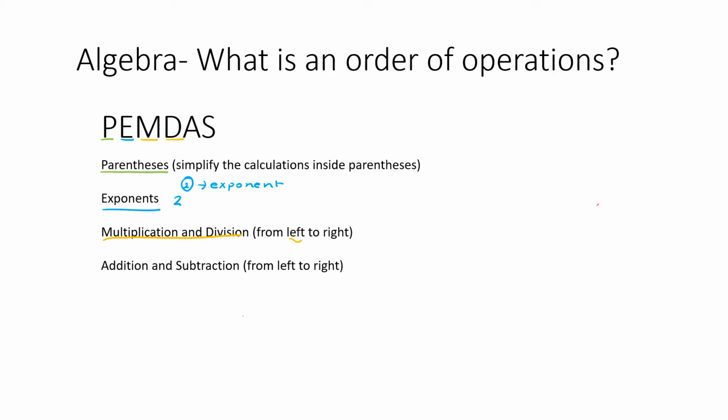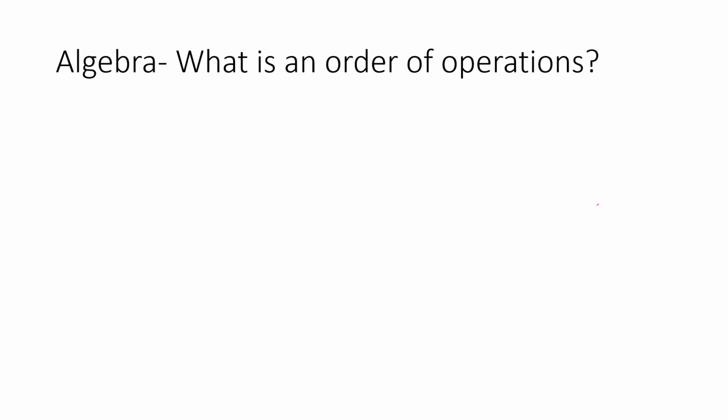And it says left to right, which means that if in any operation you have multiplication and division, you always have to do multiplication, whatever is on the left side, and then you go to the right, no matter what it is. And then lastly, it is addition and subtraction. Addition and subtraction. This is also from left to right. Now let's try some examples.